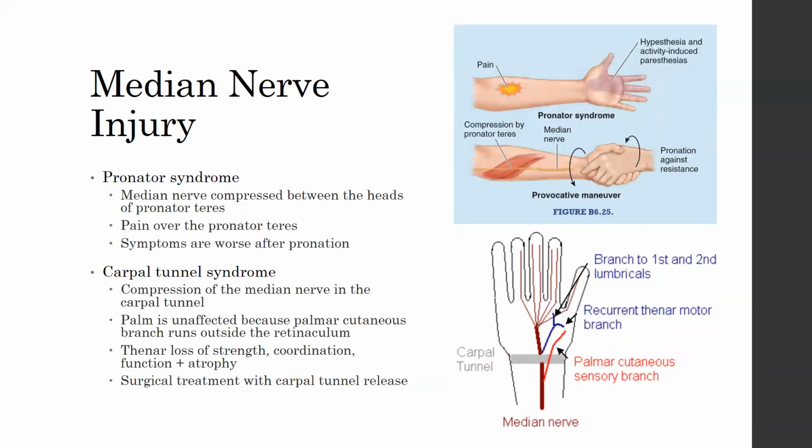Pronator syndrome is exactly the same as median nerve injury in the arm, except you get a lot of pain when you're doing movements which require pronation.